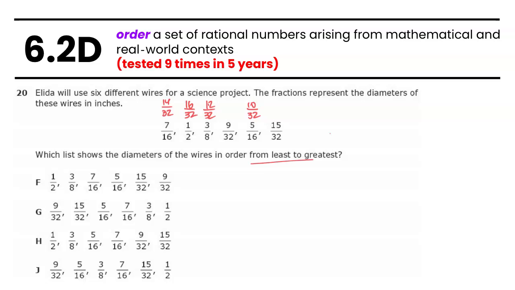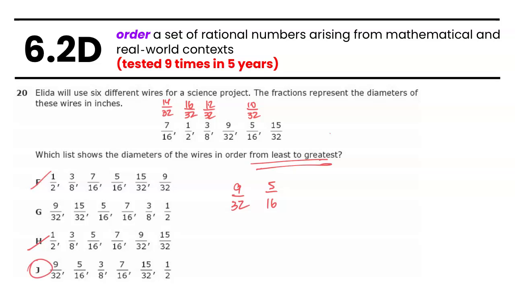Now in this case, we want to put the numbers in order from least to greatest, so starting off with the smallest number of 32. So we have 14, 16, 12, 9, 10, and 15. And so the smallest there is going to be 9 over 32. So that's going to be the first number, which tells me it's either G or J. Then next would be 10 over 32, which would be 5 over 16. And that is letter J.